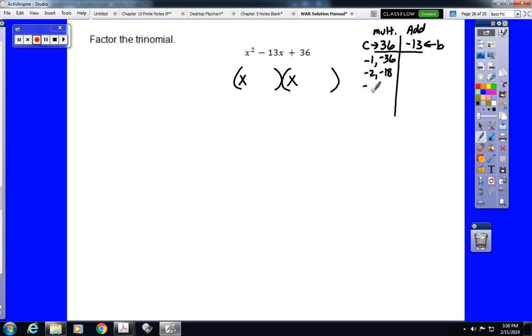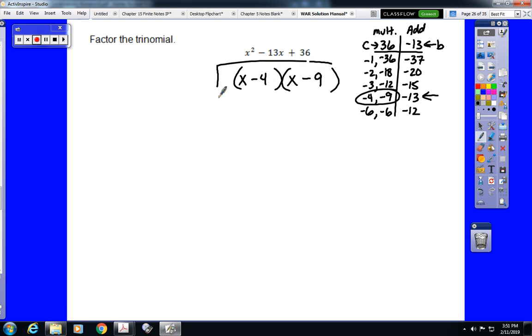So we just simply go through and we look at all the pairs of numbers that multiply to equal 36. There's only 5 sets of negative numbers that multiply to equal 36. And then go in and add them together. And as you can see, only one of them adds to negative 13. That would be negative 4 and negative 9, meaning it factors into x minus 4 and x minus 9. Now, there's a lot of ways they could word that question, but what it comes down to is you've got to be able to factor trinomials.